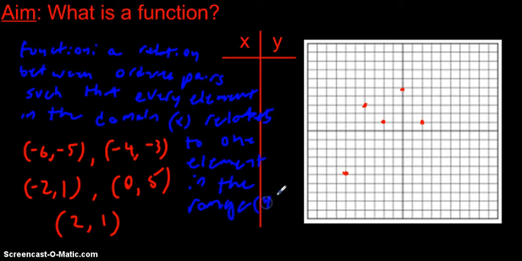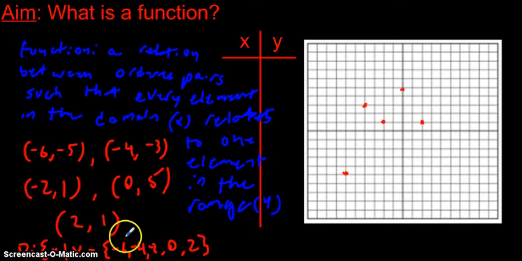which is y. Alright, so in this case this is a function, because if we look at all of the elements in the domain, which in this case is x such that x is equal to, let's take a look at the x values we have. -6, -4, -2. We need more space here. Let's erase that. 0 and 2. Each of these relates to exactly one value in the range.